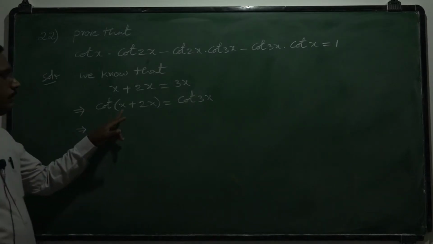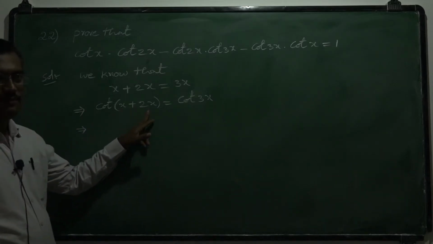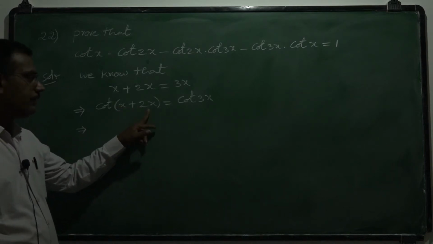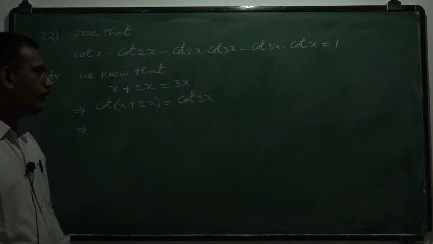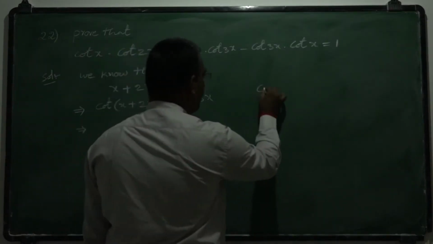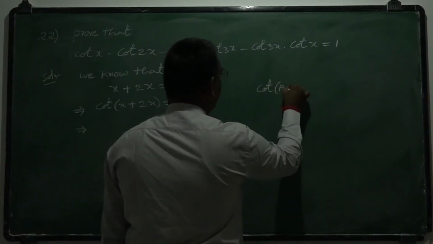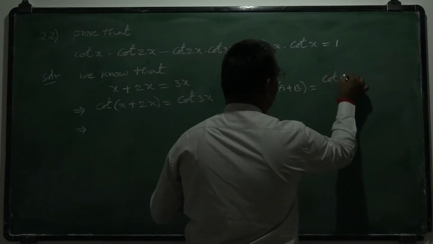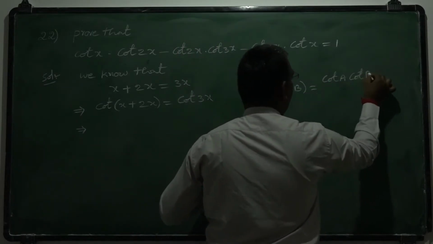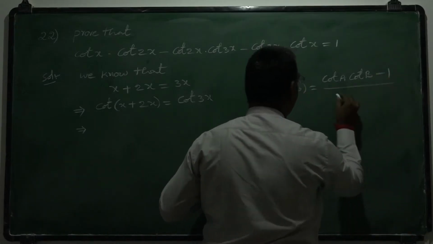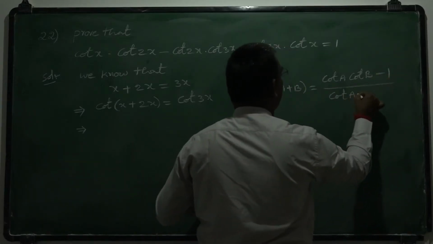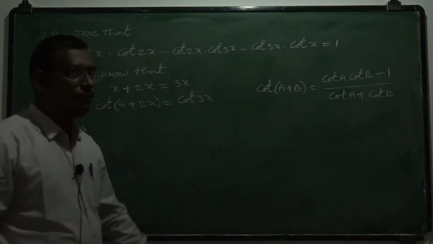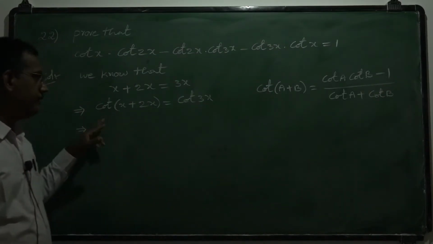This is in the form of cot of a plus b. So here a is x and b is 2x. So what is the formula of cot of a plus b? Cot of a plus b is equal to cot a cot b minus 1 by cot a plus cot b. So we use this formula here.